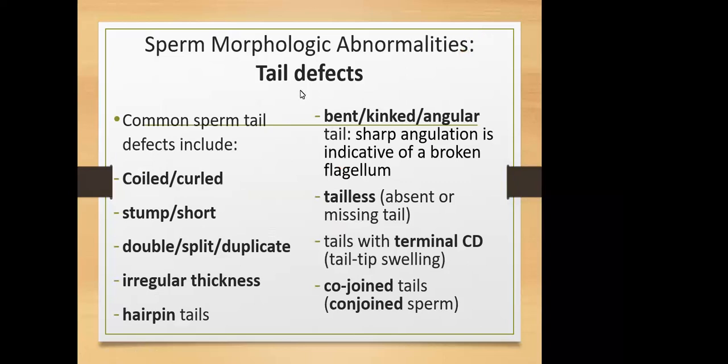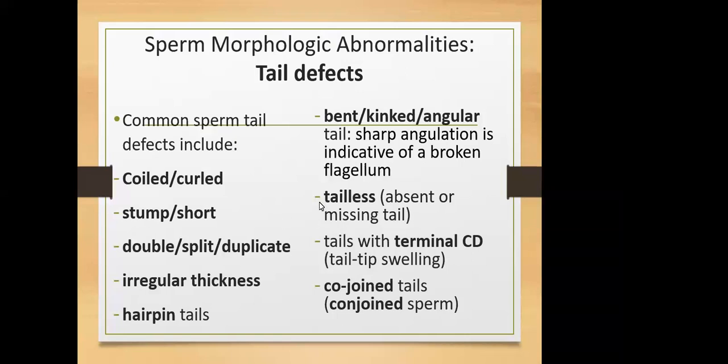Now we are going to the tail defects. Common sperm tail defects include coiled, of course. You don't expect it to coil. Either coiled or curled is the same thing. And stump is like short. So if you say stump tail or short tail, it is the same thing. Of course, it could also be double, split or duplicate. Any of them is also acceptable. And then, of course, irregular thickness. And then hairpin, bent, kinked, or angular is the same thing.